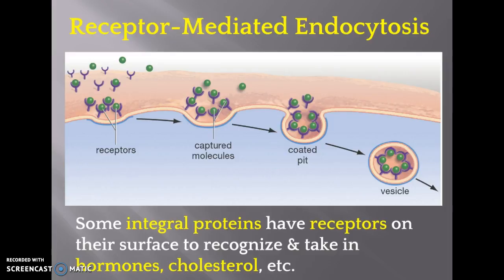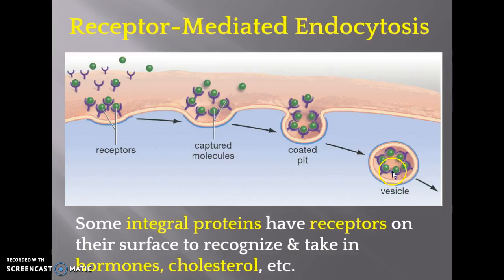Another kind of endocytosis is what we call receptor-mediated endocytosis. So in this case, we have proteins, or these purple things, attached to our cell membrane, and they are going to attract different molecules to attach to them. When they attach and capture those molecules, then we're going to see the cell membrane pull down again and pinch off and form a vesicle.